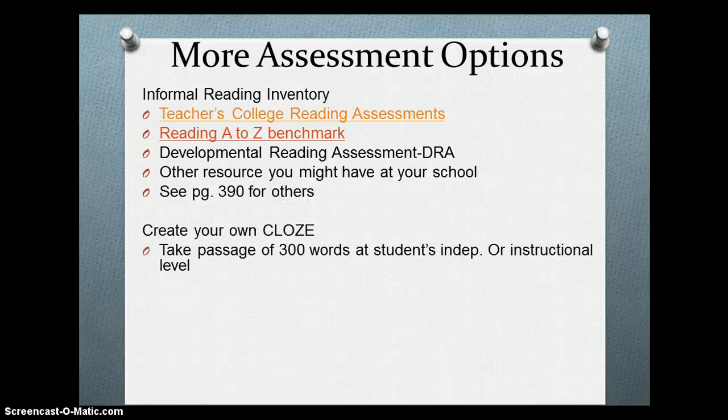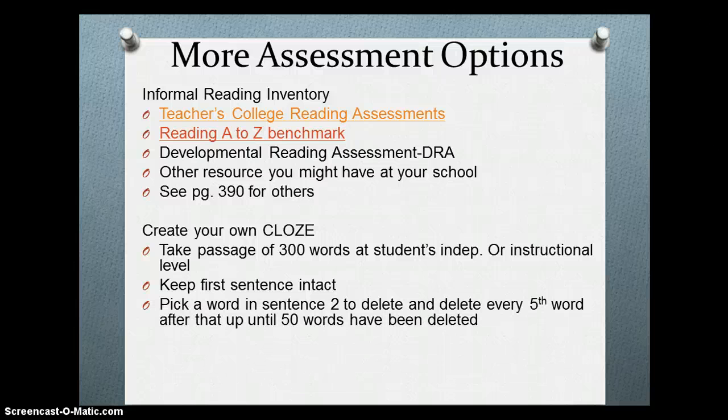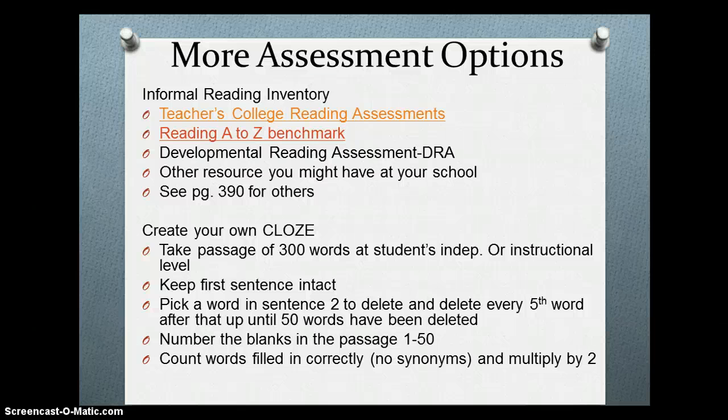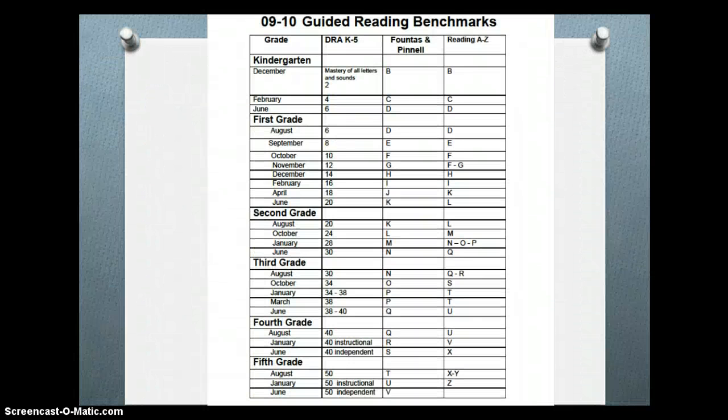Next, you could create your own cloze by taking 300 words of a text at the student's independent or instructional level. You keep the first sentence intact, but then after that, you delete every fifth word up to 50 words. You number the blanks 1 through 50, and you count the words filled in correctly, no synonyms. You multiply that by 2, and a score of 60% or better is adequate. So that would be another assessment you could try.